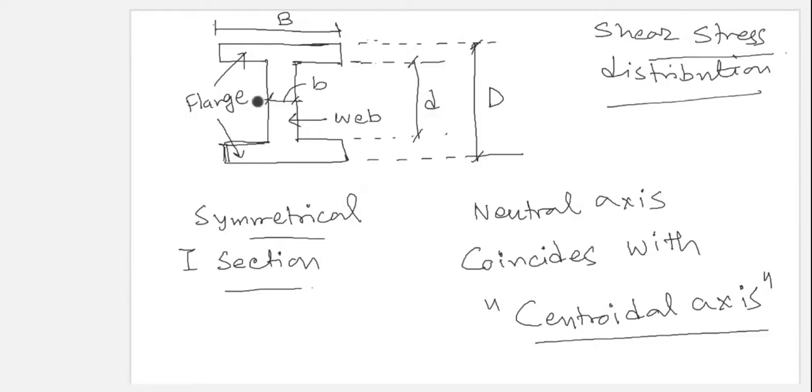But here it's fine because we understand that this is a symmetrical I section. Because this is B, this is also B. I have not written it here. The height of the top flange is the same as the height of the bottom flange. Everything remains the same. It's a symmetrical section. So the neutral axis will coincide with the centroidal axis, and the centroidal axis will pass through the mid portion here. So that will be our neutral axis.